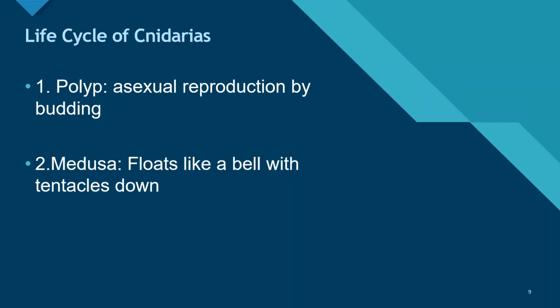And the life cycle of the Cnidarias goes through 2 stages. It starts off as a polyp, which is asexual reproduction by budding. And then the second part is the medusa. It floats like a bell with the tentacles down. If you ever picture a jellyfish floating, you can see that it has the round dome at the top and the tentacles pointing down.